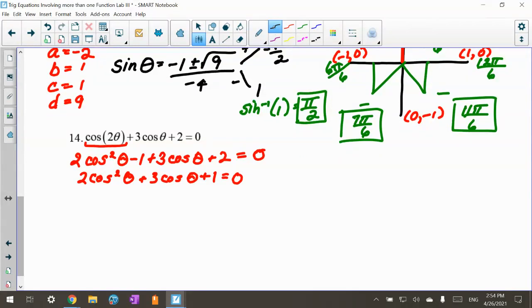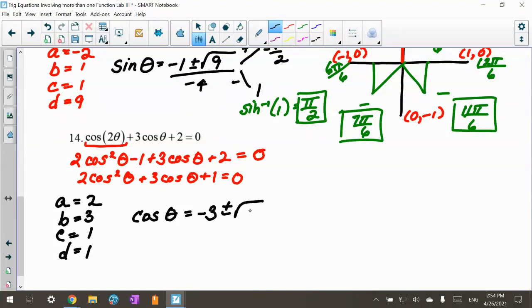Now I'm going to stack and rack. Let's go. A is 2. B is 3. C is 1, D comes out to be 1. So I say cosine theta is negative B, so it's negative 3, plus or minus the square root of 1 all over 2a, plus minus. When I add negative 3 plus 1 over 4, I get a negative 1/2. If I subtract negative 3 minus 1, that's negative 4 over 4, I get negative 1. Okay, so they're both negative.